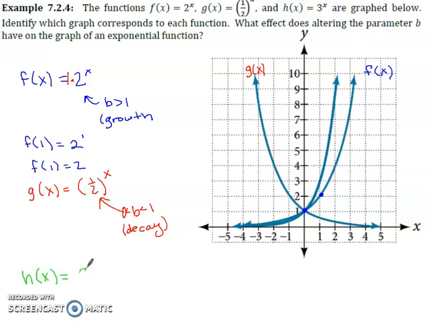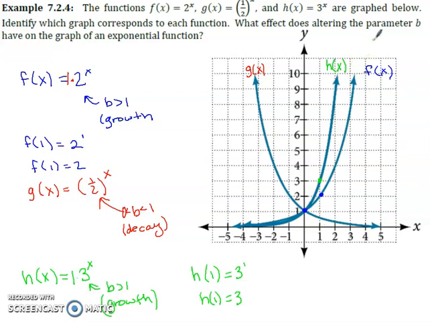h of x is 3 to the power of x. My a value is 1 and my b value is greater than 1, which does mean that this is a growth function. So it is possible for it to be that third remaining graph, but I'm going to go ahead and test by plugging in a value of 1. So h of 1 is 3 to the power of 1, so h of 1 is 3. When I have a value of 1 for x, I have a value of 3 for y, and sure enough, that puts me on that middle graph.